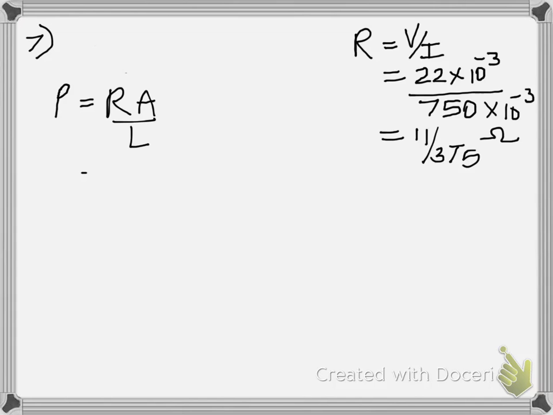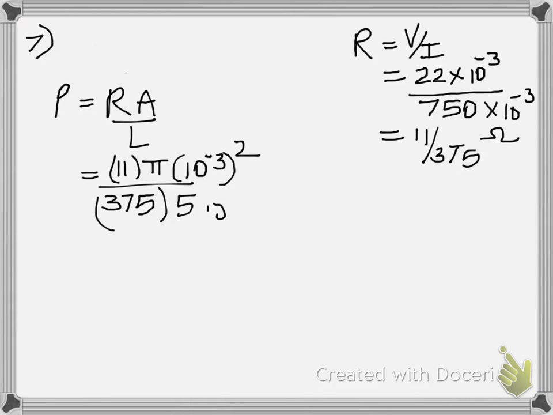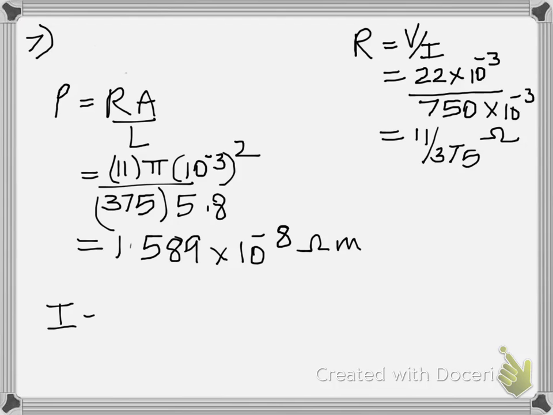And then go on to resistivity, which is R times A divided by length, isn't it? Plug in the numbers. 11 by 375, and the area of cross section is pi r squared. Pi times, remember that what's given is diameter, so you've got to take half of that. So that's 1 millimeter, which is 10 to the negative 3 squared, divided by 5.8 meter. And then you get it as 1.589 times 10 to the negative 8 ohm meter. Silver. Okay, yes.